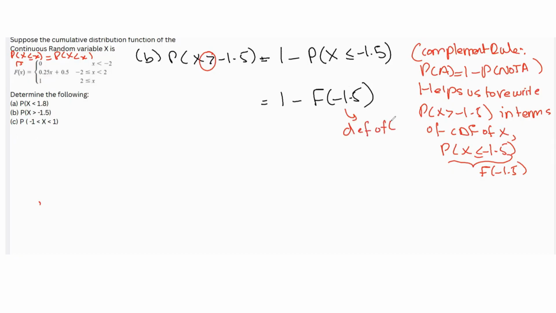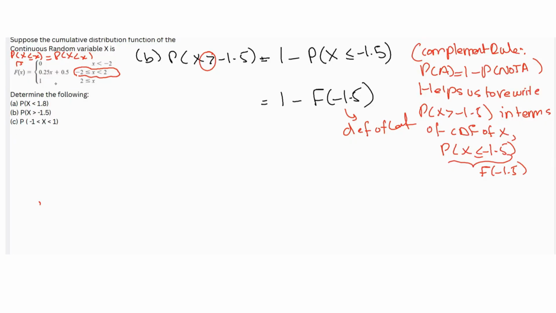We're applying the definition of CDF here, where we know F(x) is the probability X is less than or equal to x. So F(-1.5) is just the probability X is less than or equal to -1.5. We know -1.5 again falls in this interval. This is the CDF evaluated for different values of x, and -1.5 falls in this interval, right?